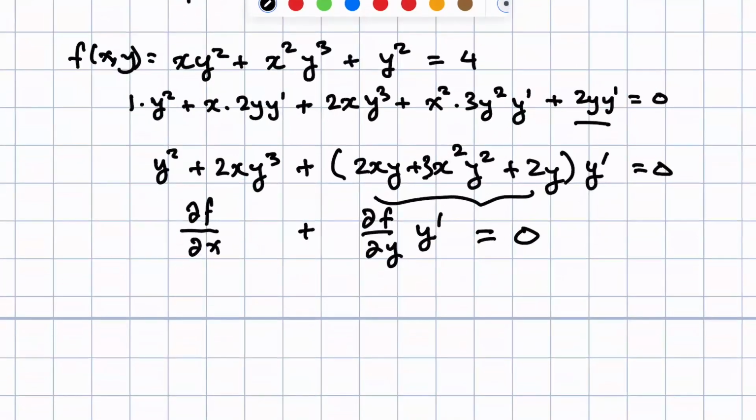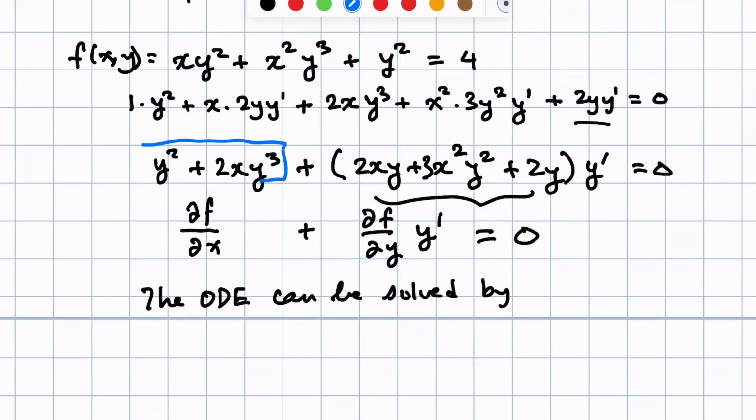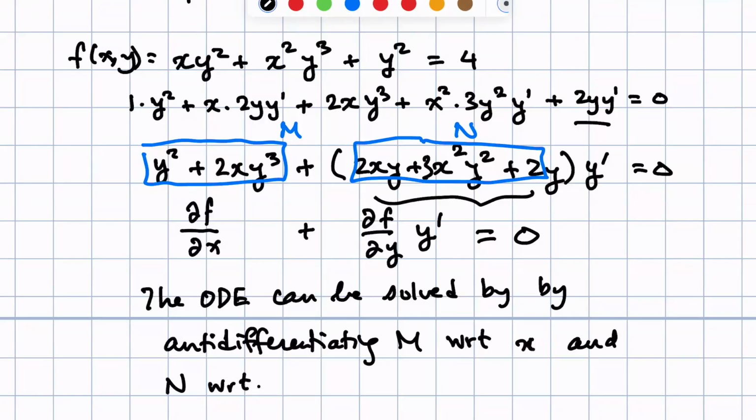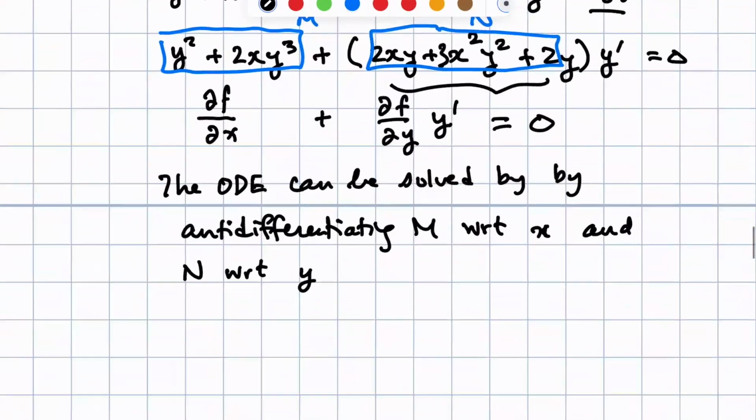So in fact, the differential equation, the ODE, can be solved, so let's call this piece M, and let's call this piece N, by anti-differentiating M with respect to x and N with respect to y. So let's see how we would do it.